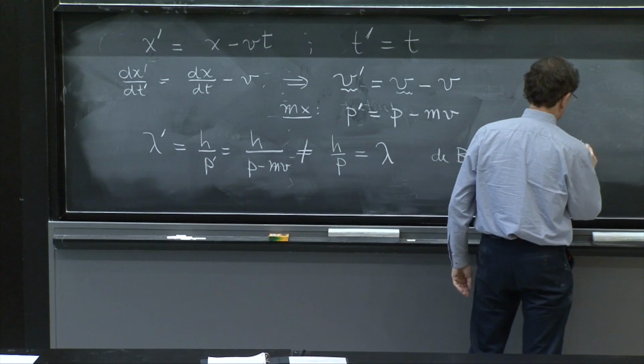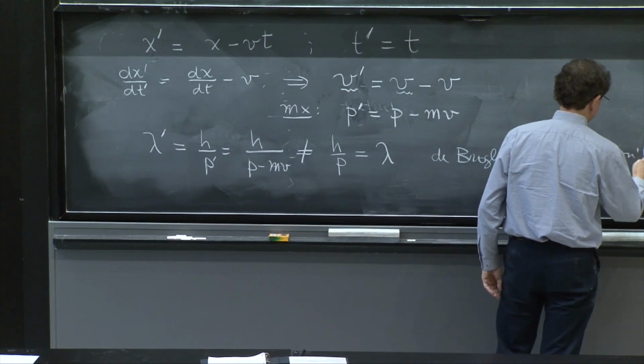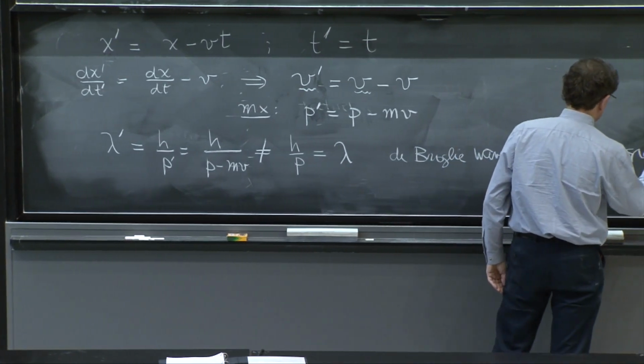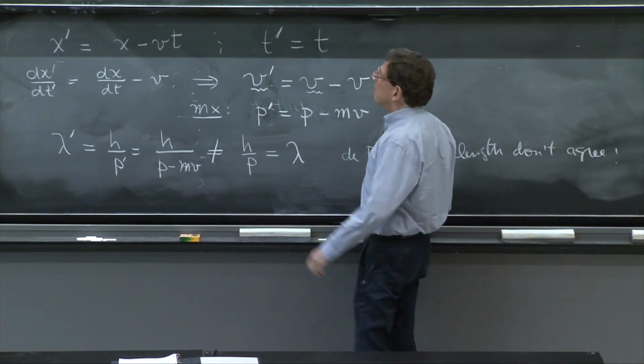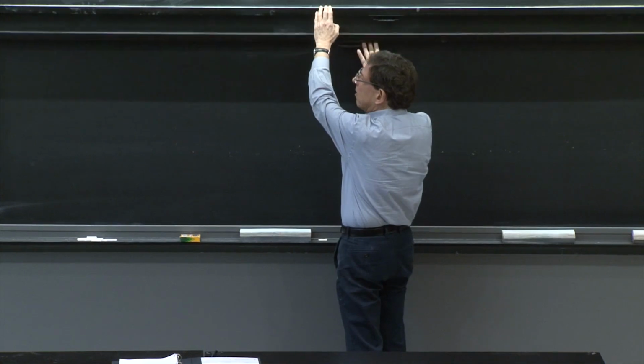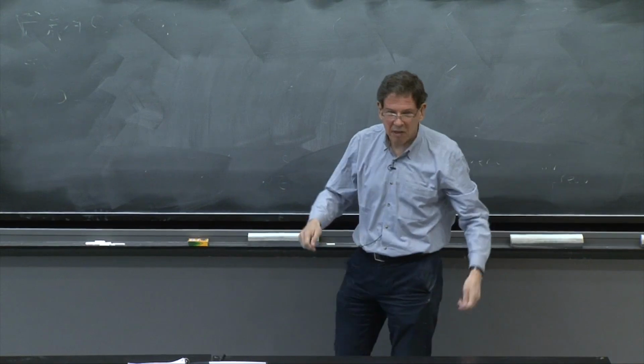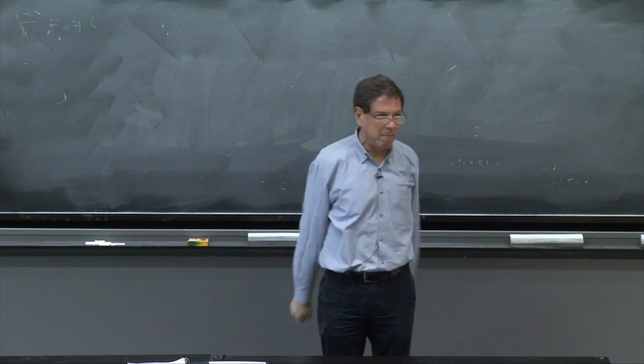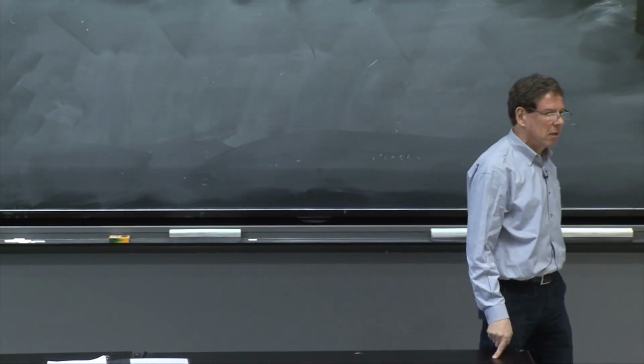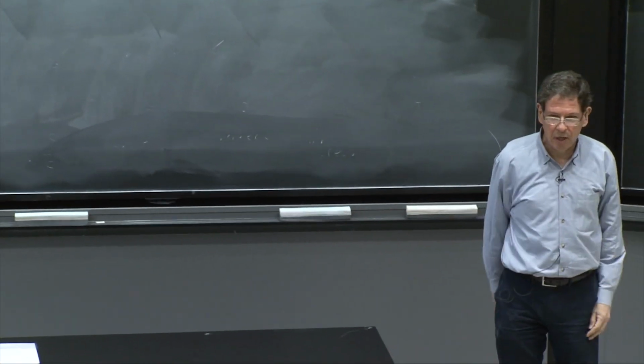Wavelengths don't agree, which pretty much, I think, intuitively is saying that if you could just sort of see those waves and measure the distance between peaks, they should agree, but they don't, so there's something very strange happening here.